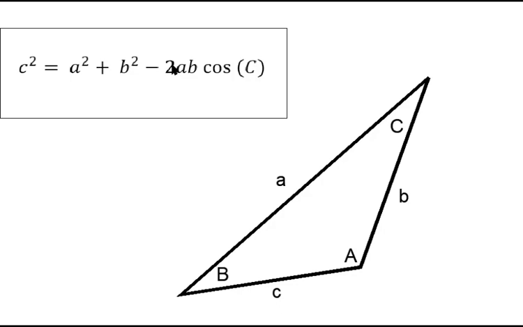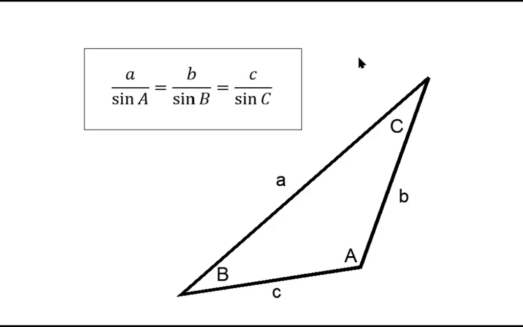You'll note that this is very similar, almost exactly the same as the Pythagorean theorem, which would be c squared is equal to a squared plus b squared. And if C is 90 degrees, this last term would go away, and you would be left with the Pythagorean theorem.